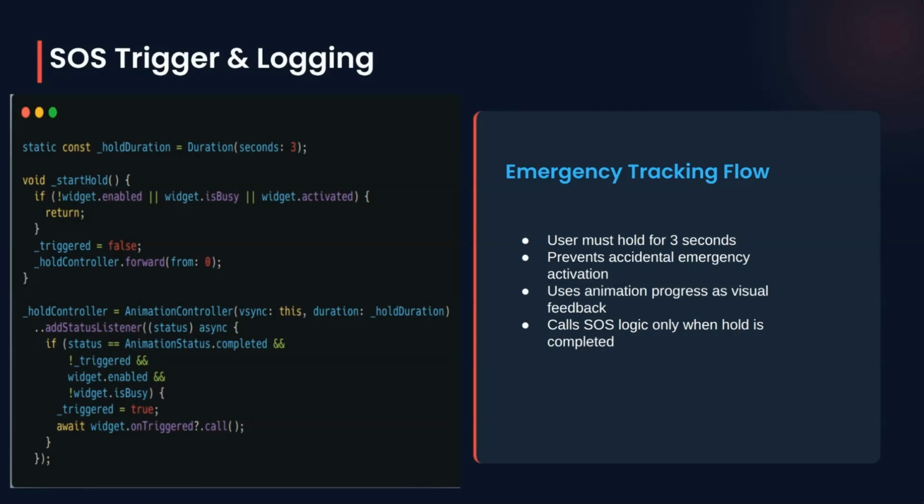For the SOS trigger logic, this is one of the most important features in the app. I did not use a normal tap for SOS because that can be triggered by accident. Instead, I designed a 3-second hold interaction. The animation controller tracks the whole duration, and only when the animation completes does the app trigger the SOS action. This makes the feature safer and more realistic. When the SOS button is activated, it will track our location, and the four emergency services, like police, ambulance, and hospital, will automatically be available for us to click.